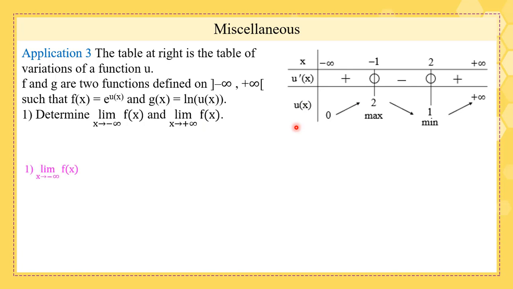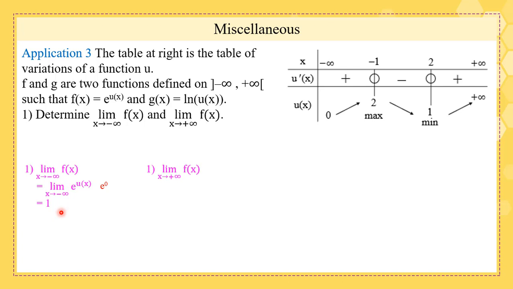Well, in order to find the limit at minus infinity of f of x, this is nothing but the limit of e to the power u as x tends to negative infinity. If we go back to the table, when x tends to minus infinity, u of x tends to 0. So we get here e to the power 0, just replace u by 0, which is 1. So the limit of f of x as x tends to negative infinity is 1.